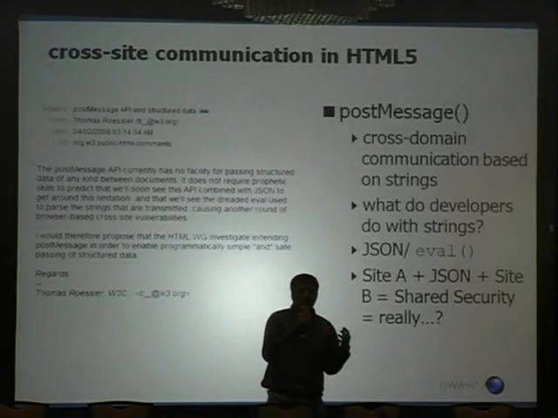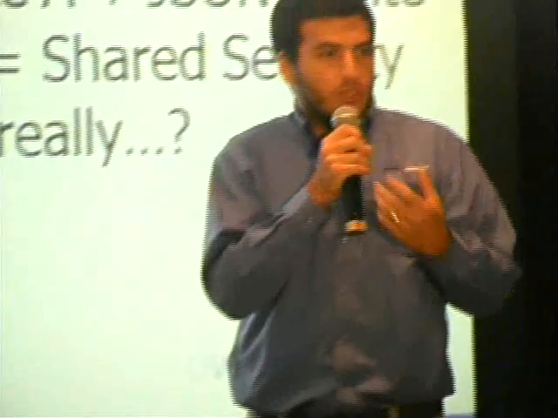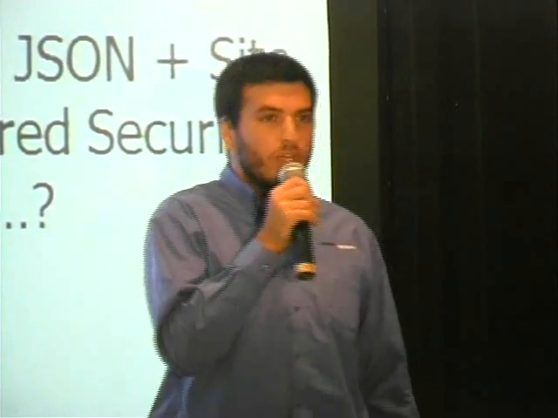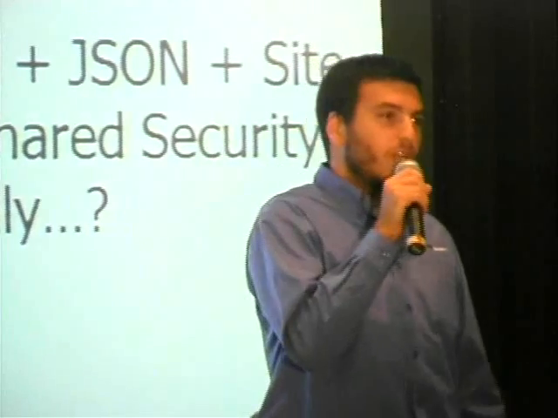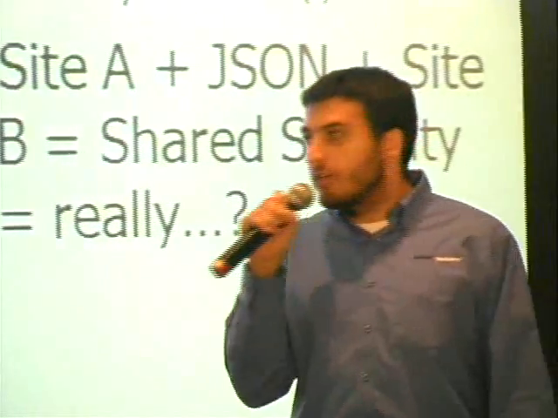So what do you think a developer from Facebook and a developer from MySpace are going to do if they want to send structured data to each other and they have to use a string? How are they going to do that? Anybody? JSON. Yeah, JSON. So what is JSON? JSON is just JavaScript. So sites are going to be sending JavaScript to each other, and they're just going to be evaluating other people's JavaScript. Sound like a good idea? Absolutely not. So we've got shared security through XML HTTP request, and we've also got shared security through post message.